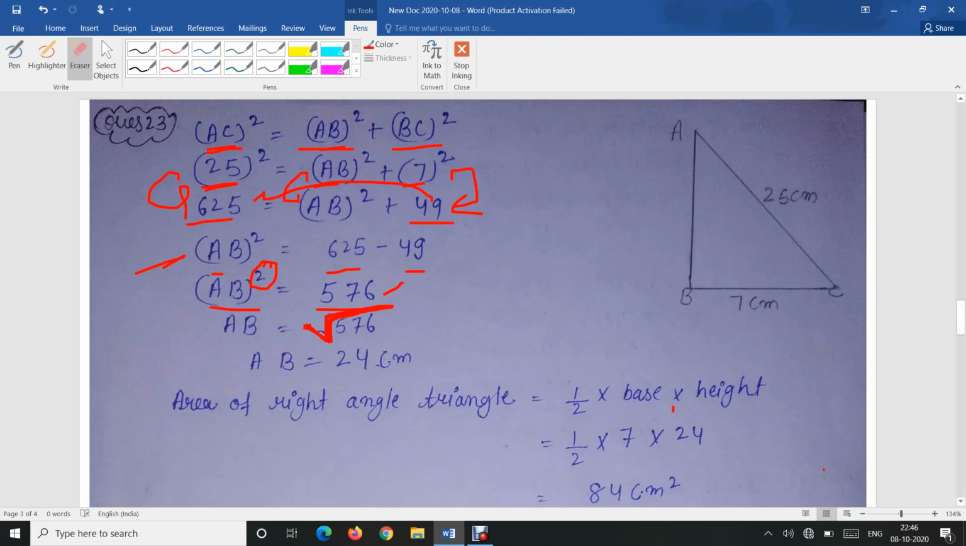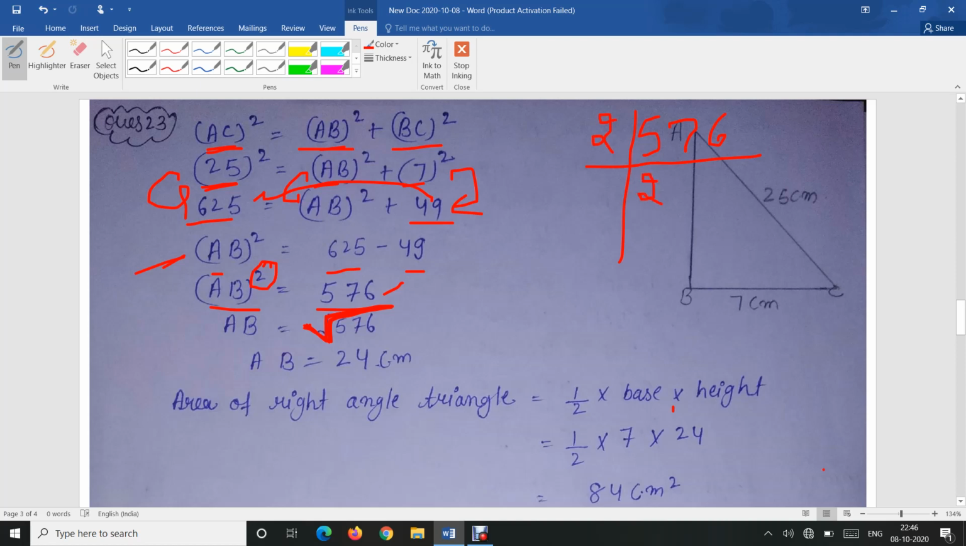So how can you find the square root of 576? There is one way to find it: you can do it by the prime factorization method. Firstly, you need to check for the smallest number whether it can divide 576 or not. So 2 will be the smallest number which will divide 576.